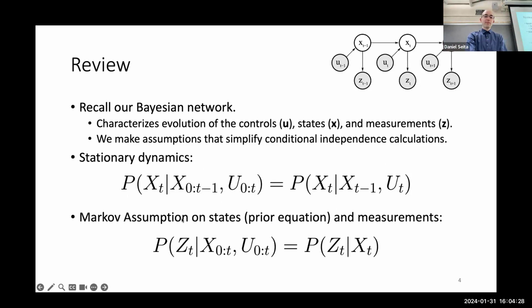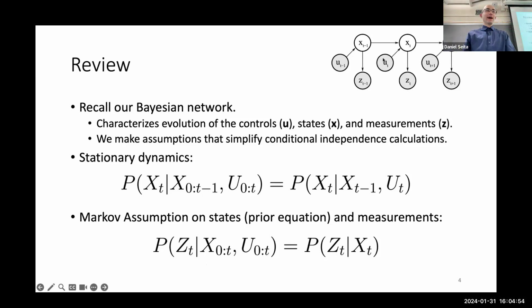That's what the Markov assumption means for the dynamics as well as for the measurement probability. So the probability of ZT, conditioned on essentially all the stuff that came before it, you just have to condition on XT. You can see that from the structure of the Bayes net, where the only parent of ZT is XT.